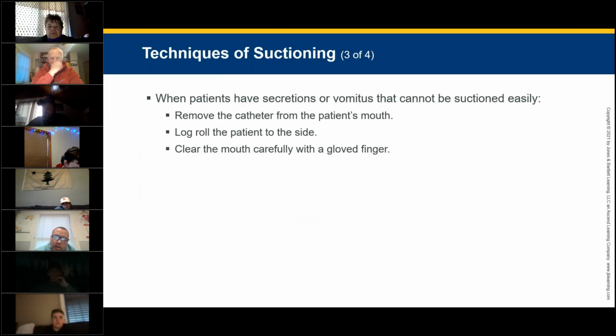Sometimes a patient might have secretions or vomit that can't be suctioned quick and easy. Some units wouldn't be able to remove an object like a tooth, a foreign body, or food. In those cases, remove the catheter from the patient's mouth, log roll the patient on their side, and clear their mouth with a gloved finger.